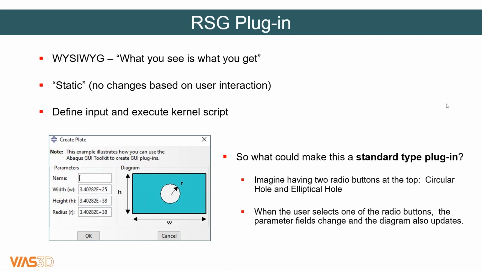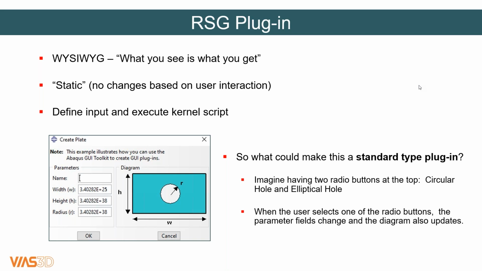We're going to transition to a little more complicated plugin type called a standard plugin, and if we look at this one again on the left, this Really Simple GUI, what defines the Really Simple GUI is what you see is what you get, this WYSIWYG acronym. It's static. It does not change based on user interaction. So you can build a nice large dialog that contains a lot of inputs, but if you make changes, let's say you add content in a text field, or you select something in a combo box, nothing's going to update it. It is not dynamic. So that defines just a static GUI, this RSG plugin type.